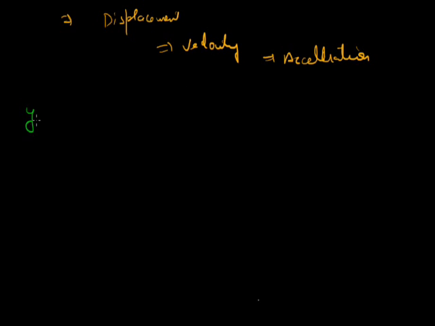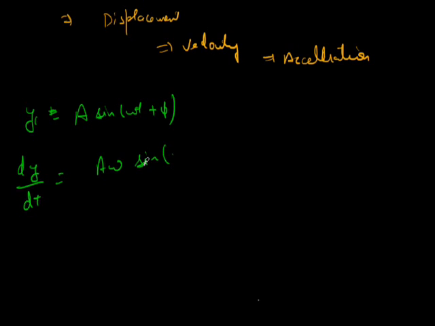About this, the displacement was y(t) equal to a sine(omega t plus phi), and therefore for the velocity we know that this is dy by dt, which is equal to a omega cos(omega naught t plus phi). This is dy by dt, that is the velocity here, right? Or you can say this velocity is a omega cos(omega t plus phi).